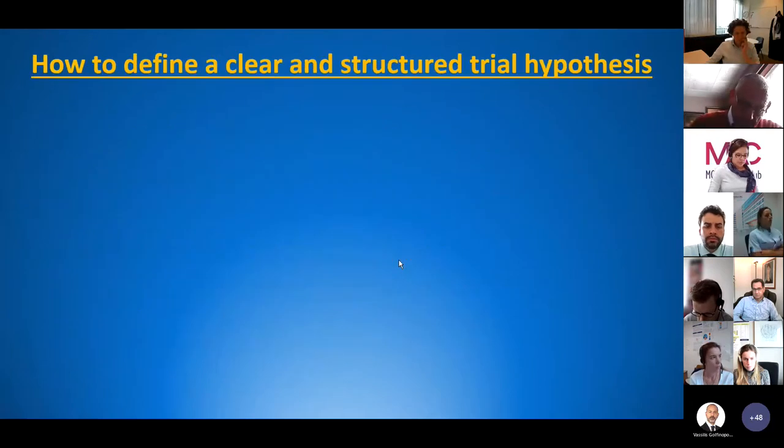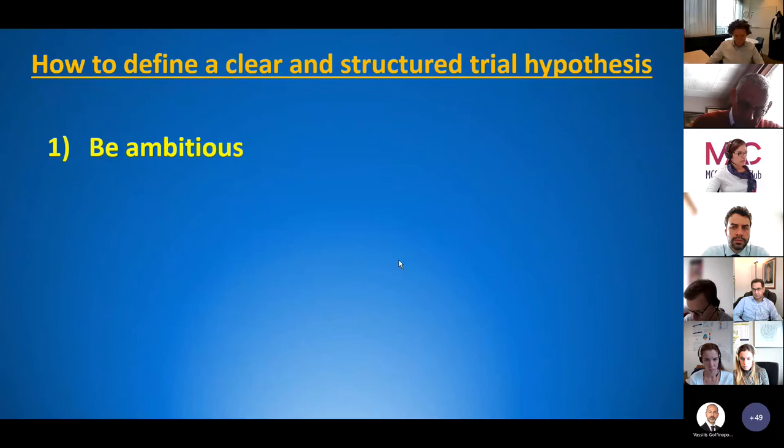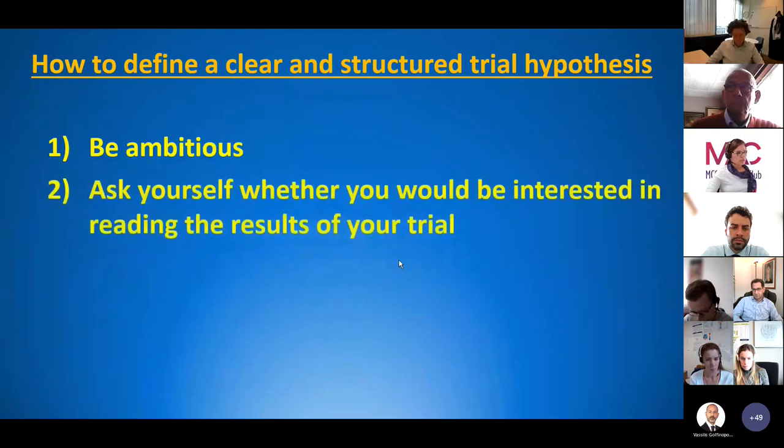So let's start with how to define a clear and structured trial hypothesis. Just some simple suggestions. First, be ambitious. Do not think about small projects. Try to think of something ambitious. And before all, before embarking on a new clinical trial, ask yourself whether you would be interested in reading the results of your trial when you have finished it.